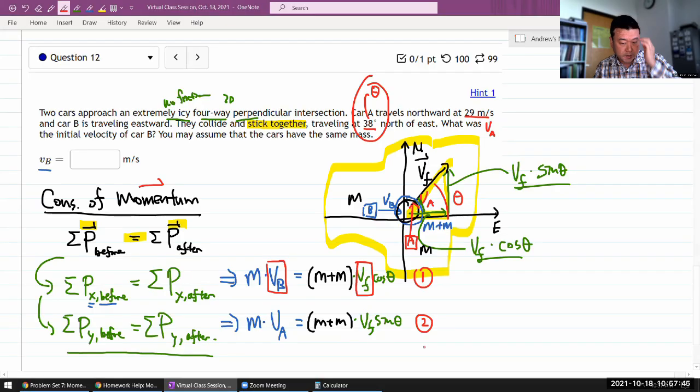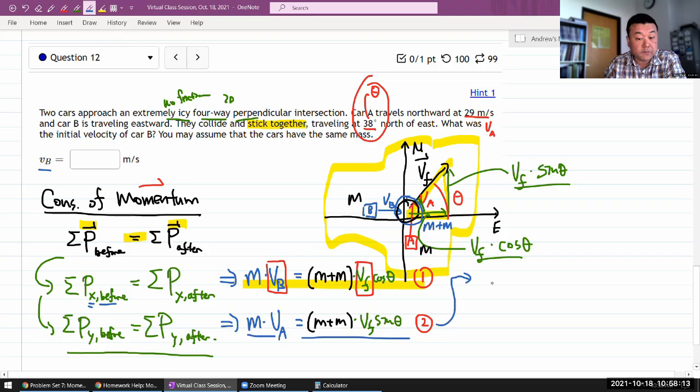So I think I'm beginning to see here. This equation one would be nice for solving for VB. Here's just one challenge: I don't know the final speed. If I knew the final speed, I could just solve for VB out of this first equation. But since I don't, I need to eliminate VF as one of my unknowns, and I can do that using my second equation. Let me solve this for VF.